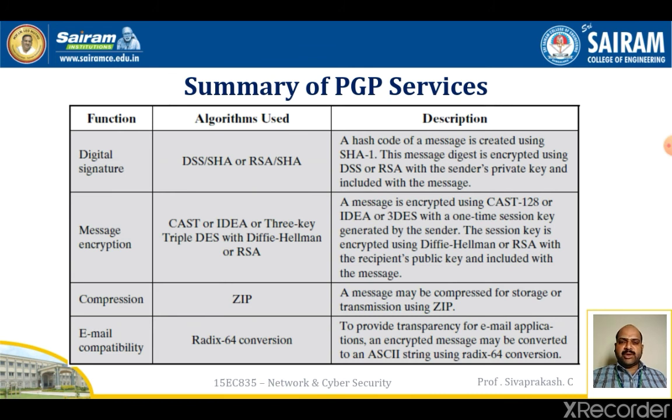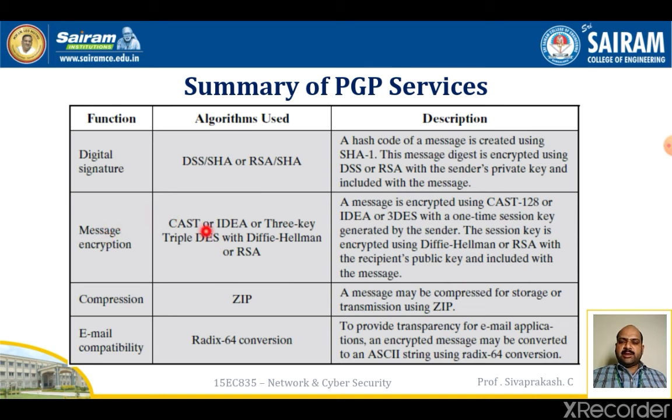Let me see the summary of PGP services. Under the function, a digital signature is used, or message encryption, compression and email compatibility. The algorithm used for the digital signature is DSS or SHA, or RSA and SHA, which provides a hash code of messages created using the SHA algorithm. The encryption may be DSS or RSA, with the help of the sender's private key, and which includes the message.